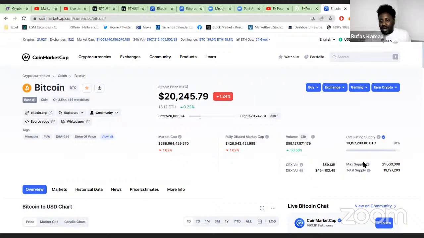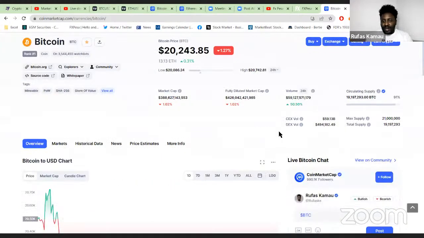So the maximum supply we'll ever get is 21 million. Total supply in the market is 19.197 million. When you also consider the amount of volume traded, the volume traded in centralized exchanges like Binance, Crypto.com, FTX, this is about $59 billion, whereas the amount of volume traded in the decentralized exchanges is about $494,182, and this is within the last 24 hours.